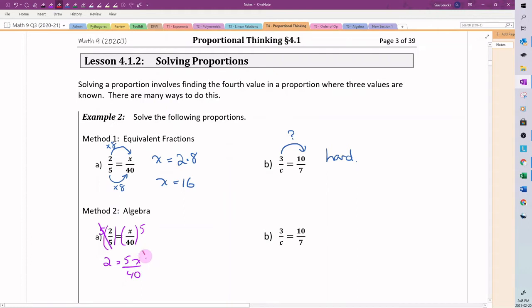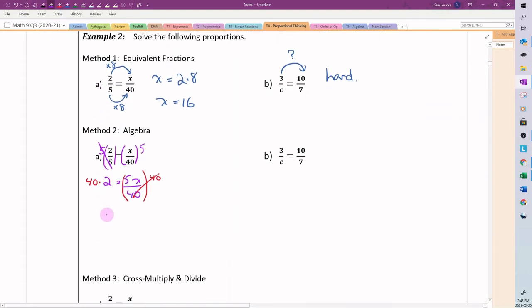And now I want to get rid of the 40, so I'm going to multiply both sides by 40. And now I have 80 equals 5x. So now I'm going to divide both sides by 5. And I end up with 16 equals x. Okay, which, hooray, is the same answer we got before.